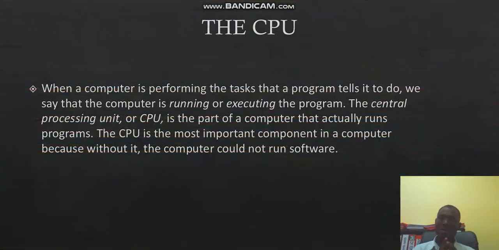Now let's talk about the CPU. When a computer is performing the task that the program tells it to do, we say that the computer is running or executing the program. The central processing unit, or the CPU, is the part of a computer that actually runs the programs. The CPU is the most important component in a computer, because without it, the computer would not run software.